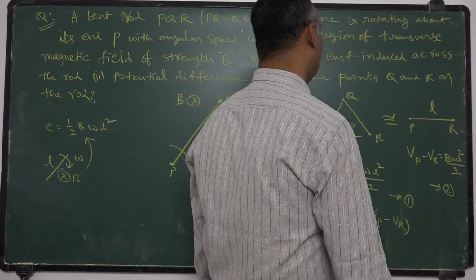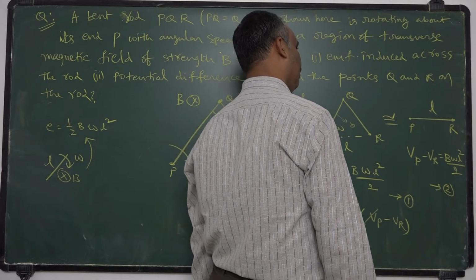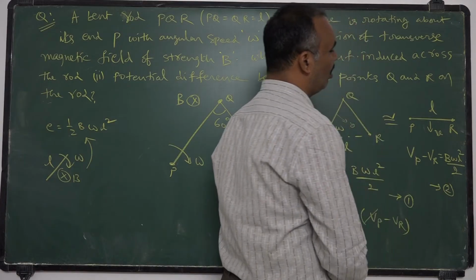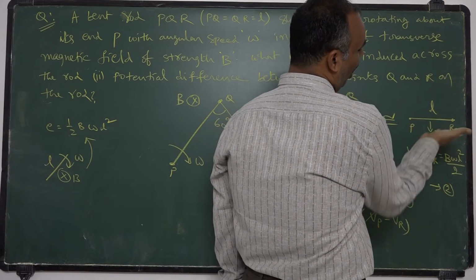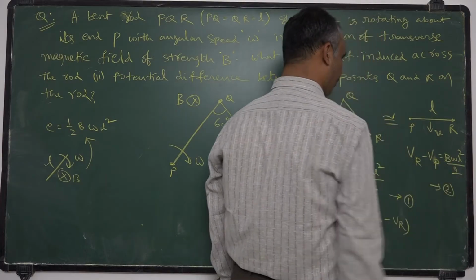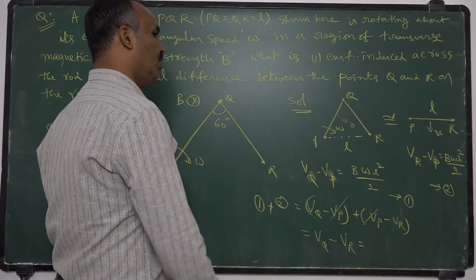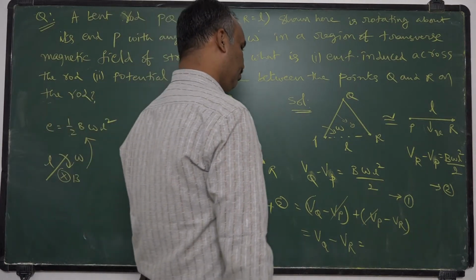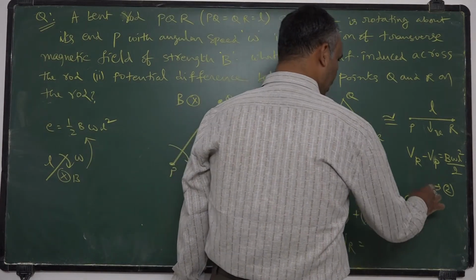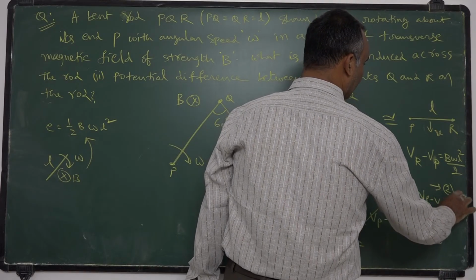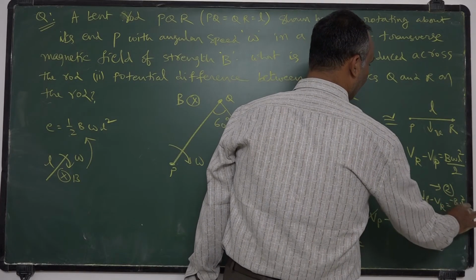But here also you should take one point into consideration. This velocity will be downwards. When velocity is downwards, R is at high potential when compared to P. So this is Vr minus Vp. Then it gives Vp minus Vr is equal to minus B omega L square by 2.